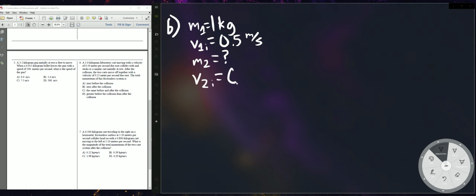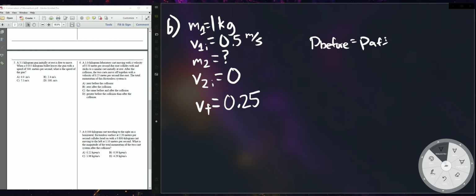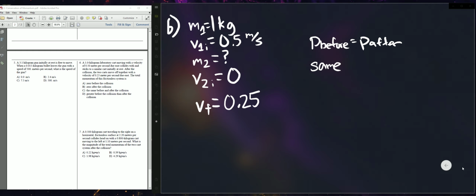The initial velocity of 2 is 0. So after the collision, the 2 carts move off together with a velocity of 0.25 meters per second due east. So the velocity after they collide and stick together is 0.25. The total momentum of this frictionless system is what? This is conservation of momentum. The momentum before is the same as your momentum afterwards. So it's conserved, so it's the same before and after the collision. So it's 0. That's the answer. It's conservation of momentum.